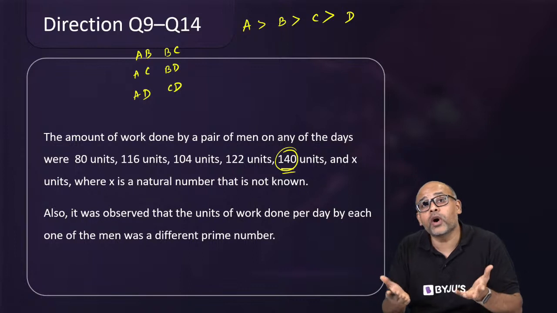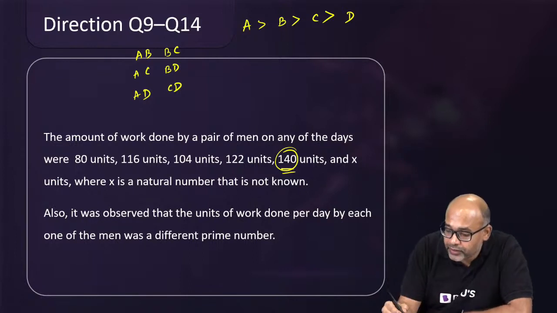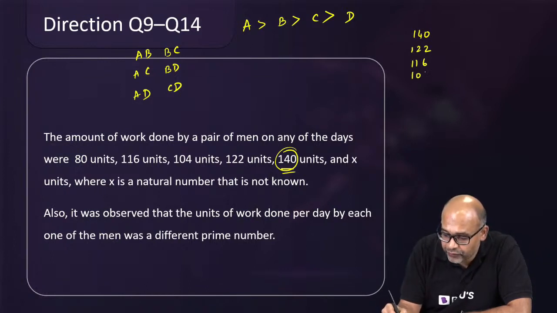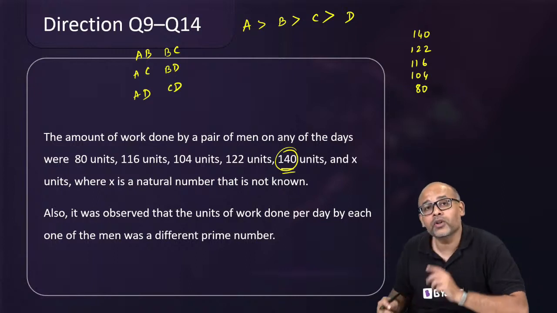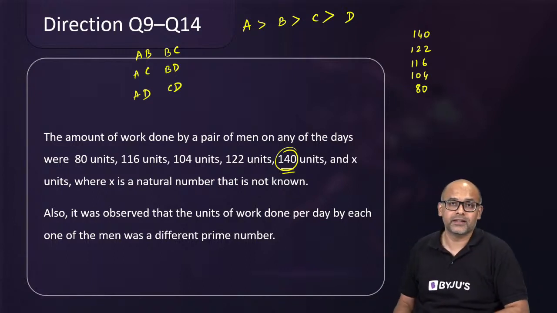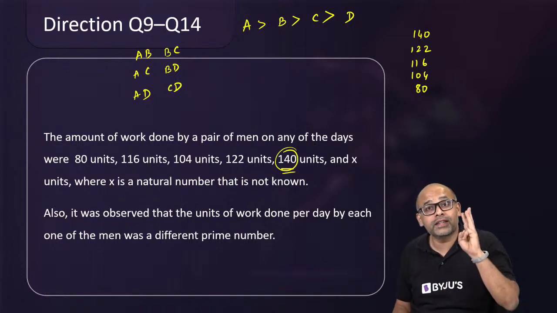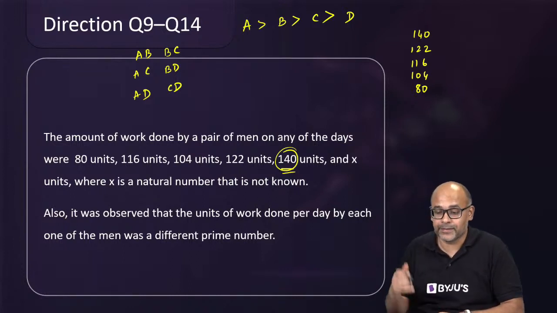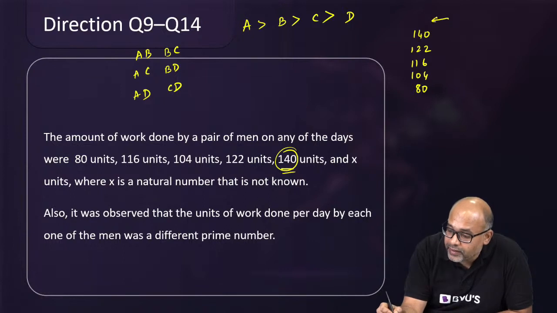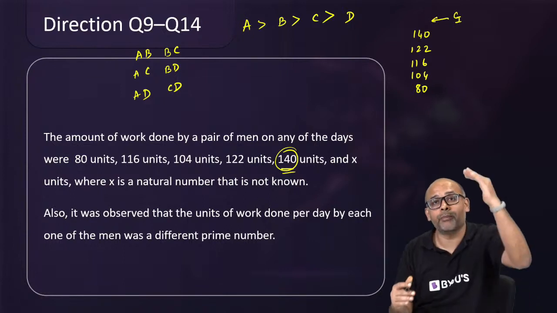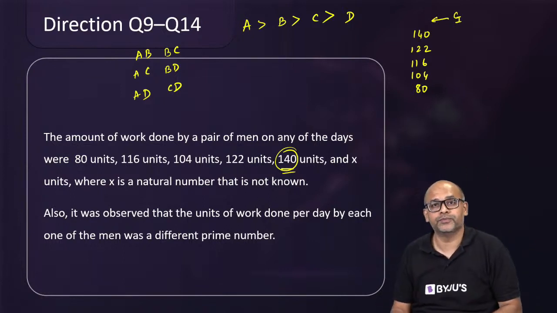Now which is which, I don't know. So let's take a look at 140. I will just arrange them in descending order: 140, 122, 116, 104, 80. Now the problem is, where is x? Where should I place x in my descending order? There are 3 ways in which I can put x. Case number 1, x is at the top, which means x is the highest possible value.